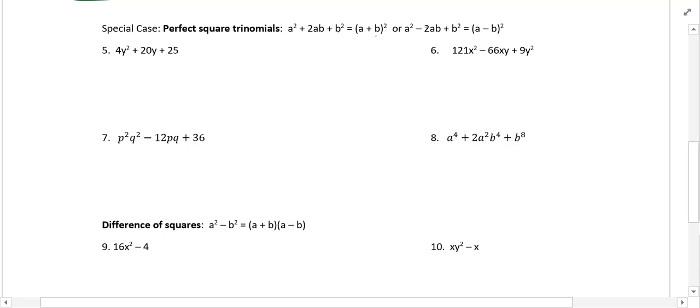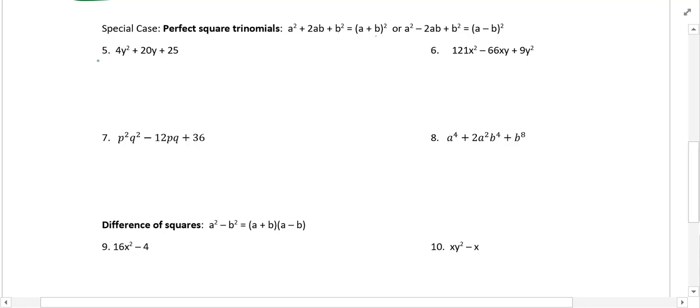Same thing with a negative. If you have a squared minus 2ab plus b squared, you take the square root of a squared and the square root of b squared, with a minus in the middle. If you multiply a times negative b times 2, you get the middle term, negative 2ab. And if you square the last one, you get b squared, so it would be a perfect square trinomial.